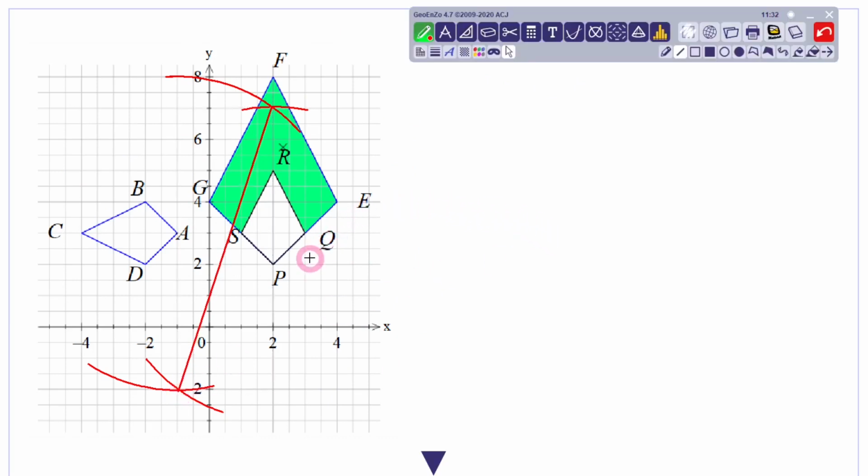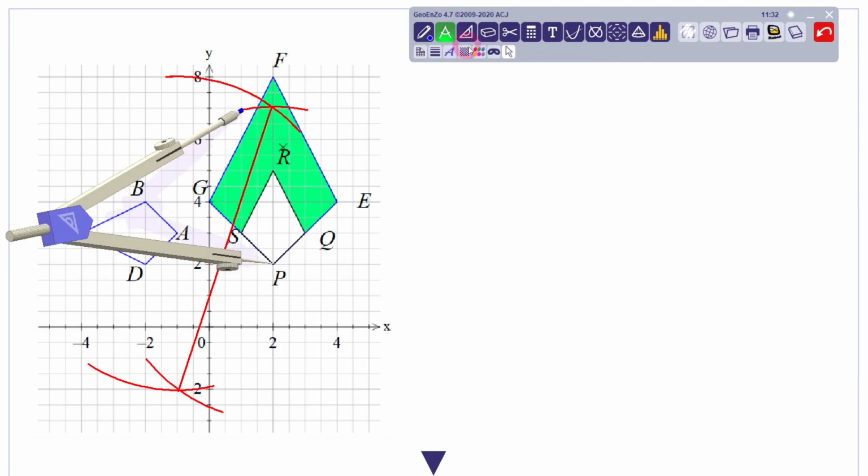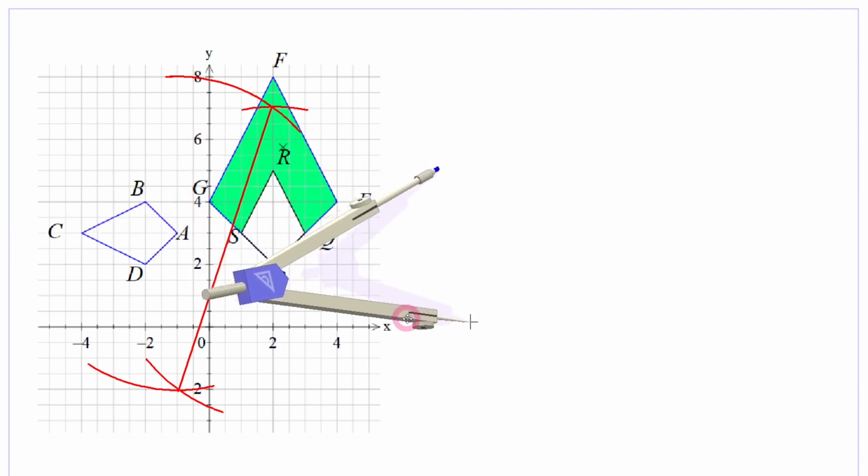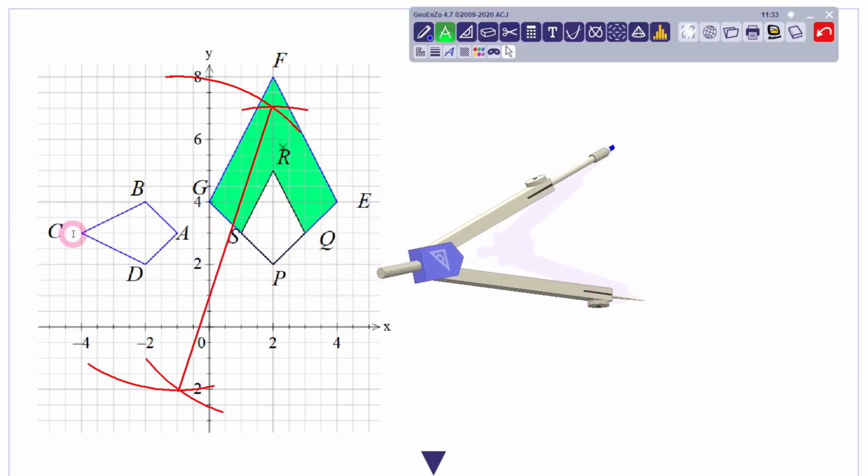One pair of corresponding vertices is not enough. So now we only have one perpendicular bisector. We need to use another pair of corresponding vertices to help us to get another perpendicular bisector. Okay, so this time let me use C and R. So you cannot use B and R because they are not corresponding vertices.